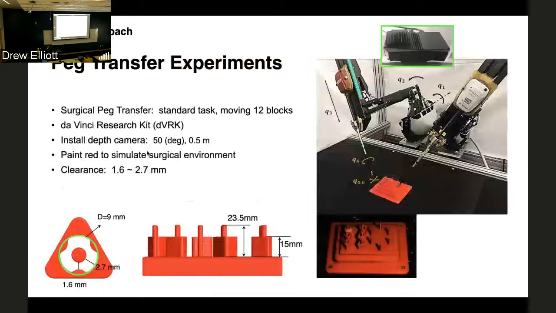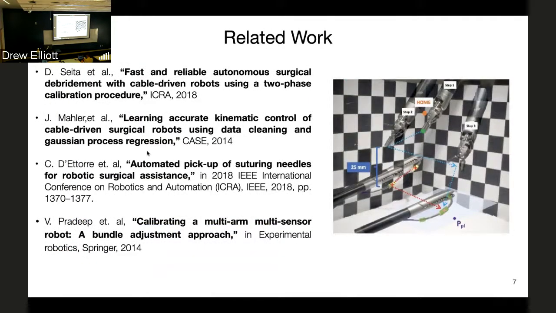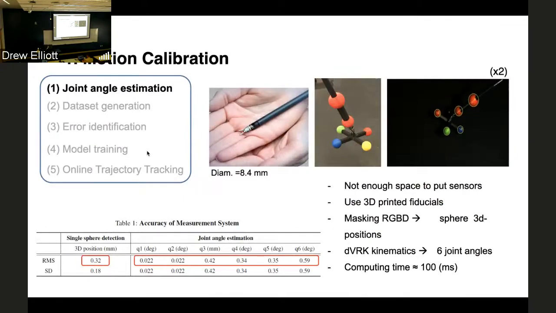So let me tell you where we are. We fabricated a very precise version of the peg transfer in plastic in red so that it would be very consistent. You can see there are very narrow clearances, approximately 1.5 millimeter clearances between the peg and the blocks, where you have to reach in and pick them up. I also want to note that there's been other work in calibration and in manipulation here, and this is just a very small sample, quite a bit of work here.